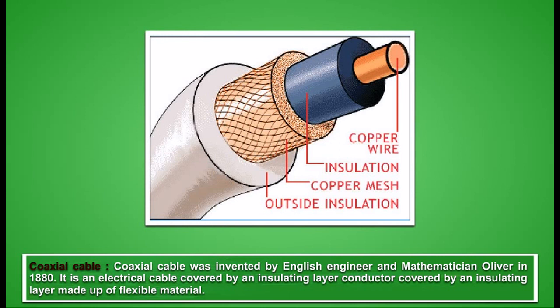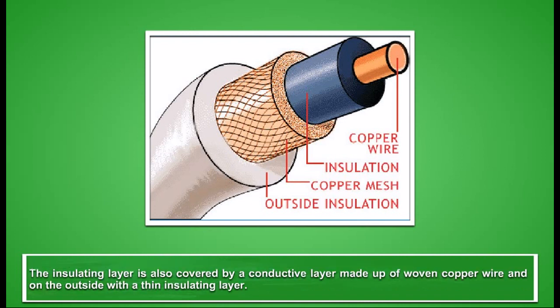Among the medium for network communication we have coaxial cable. Coaxial cable was invented by English engineer and mathematician Oliver Heaviside in 1880. It is an electrical cable covered by an insulating layer made up of flexible material. The insulating layer is also covered by a conductive layer made up of woven copper wire and on the outside with a thin insulating layer.